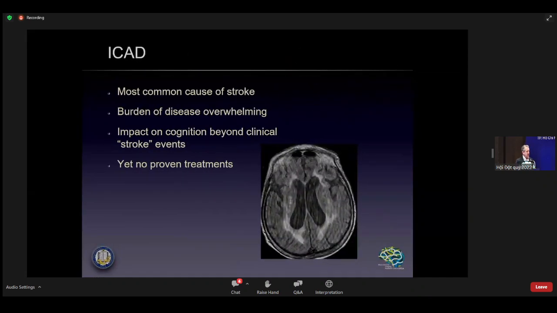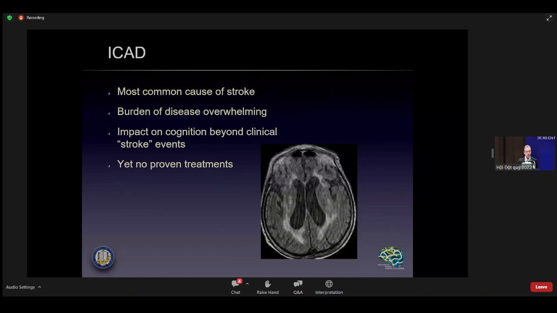So why study ICAD? This question comes up all the time. The textbooks in the United States will tell you that ICAD is not very common as a cause of stroke. And much like I've said since I went to medical school, I don't believe everything you read in the textbooks. And even the epidemiology, as Craig showed you earlier, is changed nowadays with imaging. And what imaging starts to reveal more and more is that ICAD is the most common cause of stroke around the world. It's incredibly common. And even in the United States, it's much more common than we think.